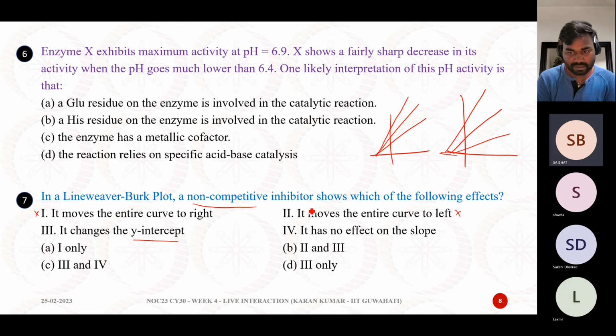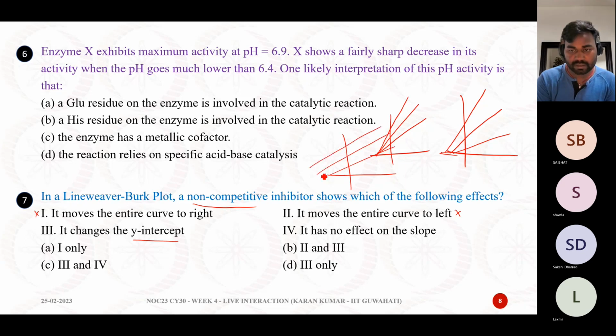Is it clear? Yes, sir. But in case of uncompetitive inhibition, you will get parallel lines. Your slope will be the same. Your y-intercept will change in case of uncompetitive.